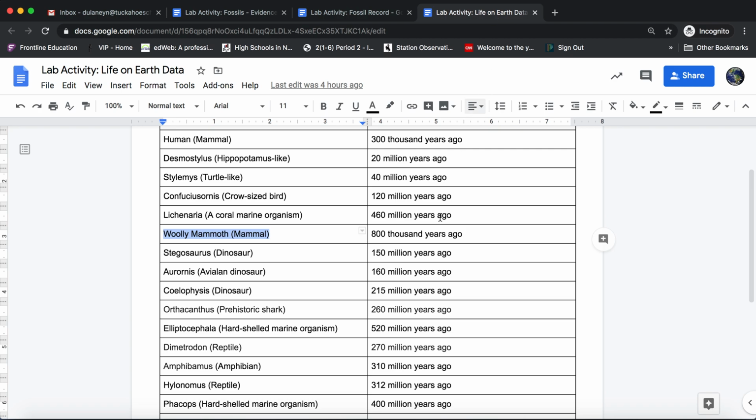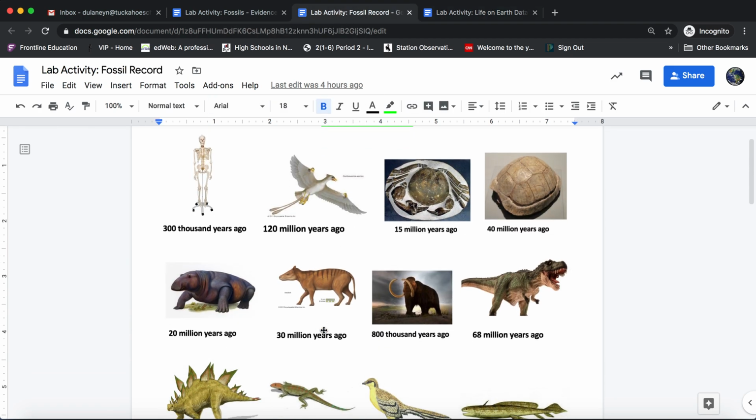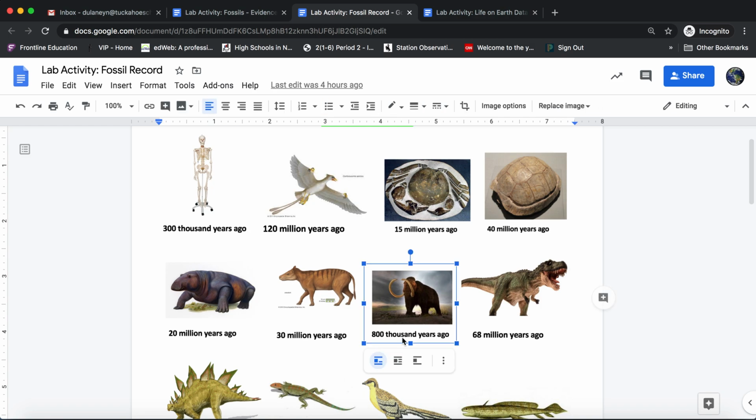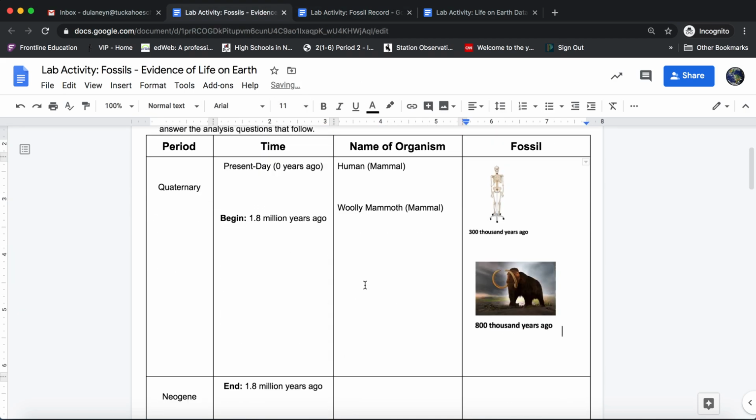And now I need to find the corresponding fossil, the fossil that existed 800,000 years ago. So I'm going to go into this document and look at all the numbers and find 800,000 years ago. I got it. Here is the picture of the woolly mammoth. This is what it looked like. And I'm going to put that into my chart. Now I'm going to take the woolly mammoth and bring it a little bit further down so it's exactly matching with its fossil. I'm also going to restructure this just to save some space, make everything nice.